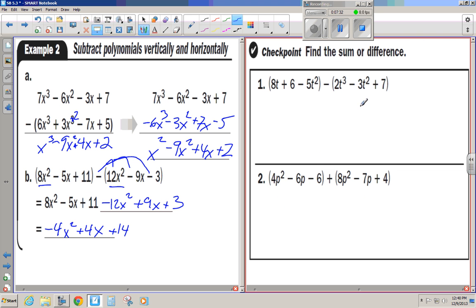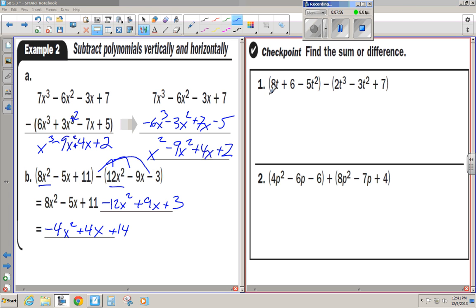All right, find the sum or differences. Here's a checkpoint. I'm going to continue with this, doing this horizontally. 8t. Well, let's do something different. Let's look for the biggest exponent. Actually, no, we'll just work through.